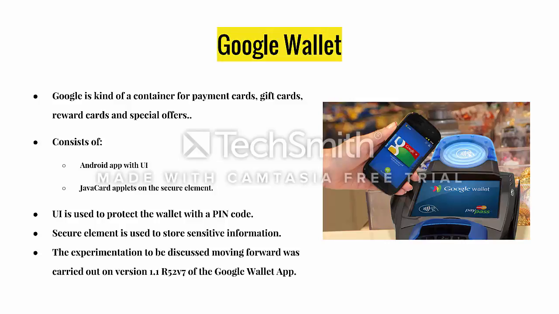The user interface is used to protect the wallet with a PIN code, to manage the payment, gift, and reward cards, select the currently active card to find specific offers, and to view the transaction history. The secure element is used to store the sensitive information of the payment, gift, and reward cards, and to interact with the existing POS reader infrastructures. The experimentation to be discussed moving forward was carried out on version 1.1 R52V7 of the Google Wallet app.